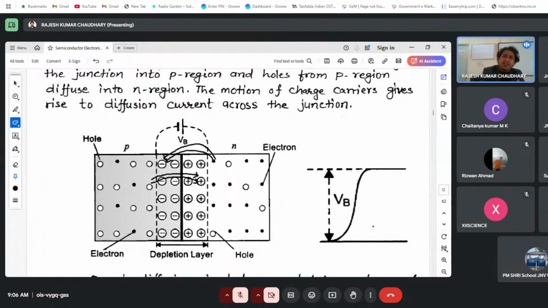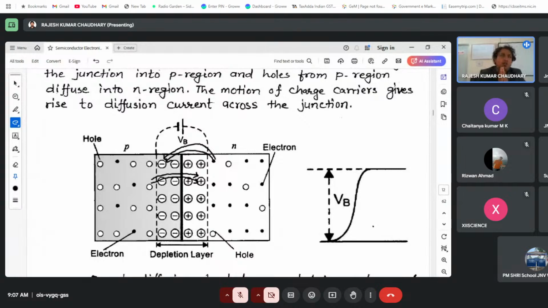If you want to elaborate, you can write down that electrons from the n side will be moving towards the p side, and holes from the p side will be moving towards the n side. Got it? And due to this movement of charge, a current will be produced, and that current is termed as diffusion current. That current is termed as what? Diffusion current.